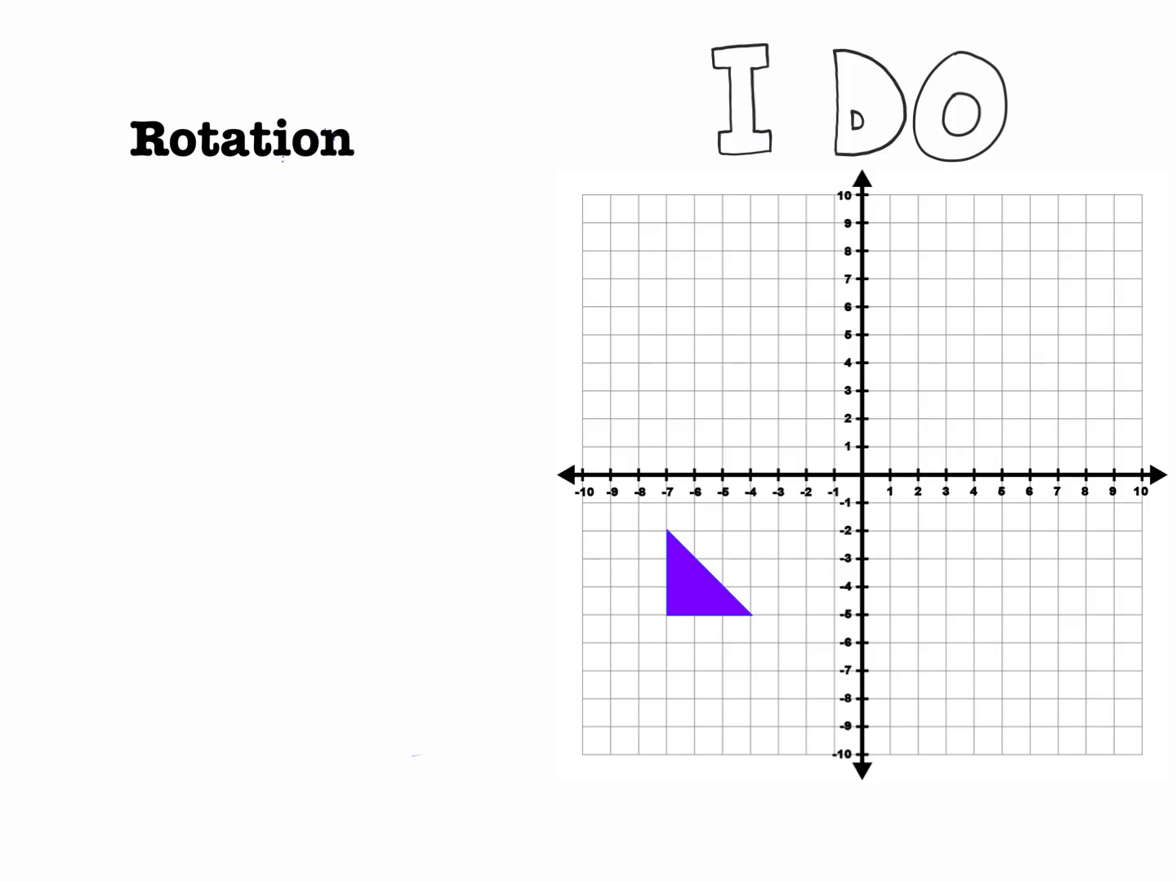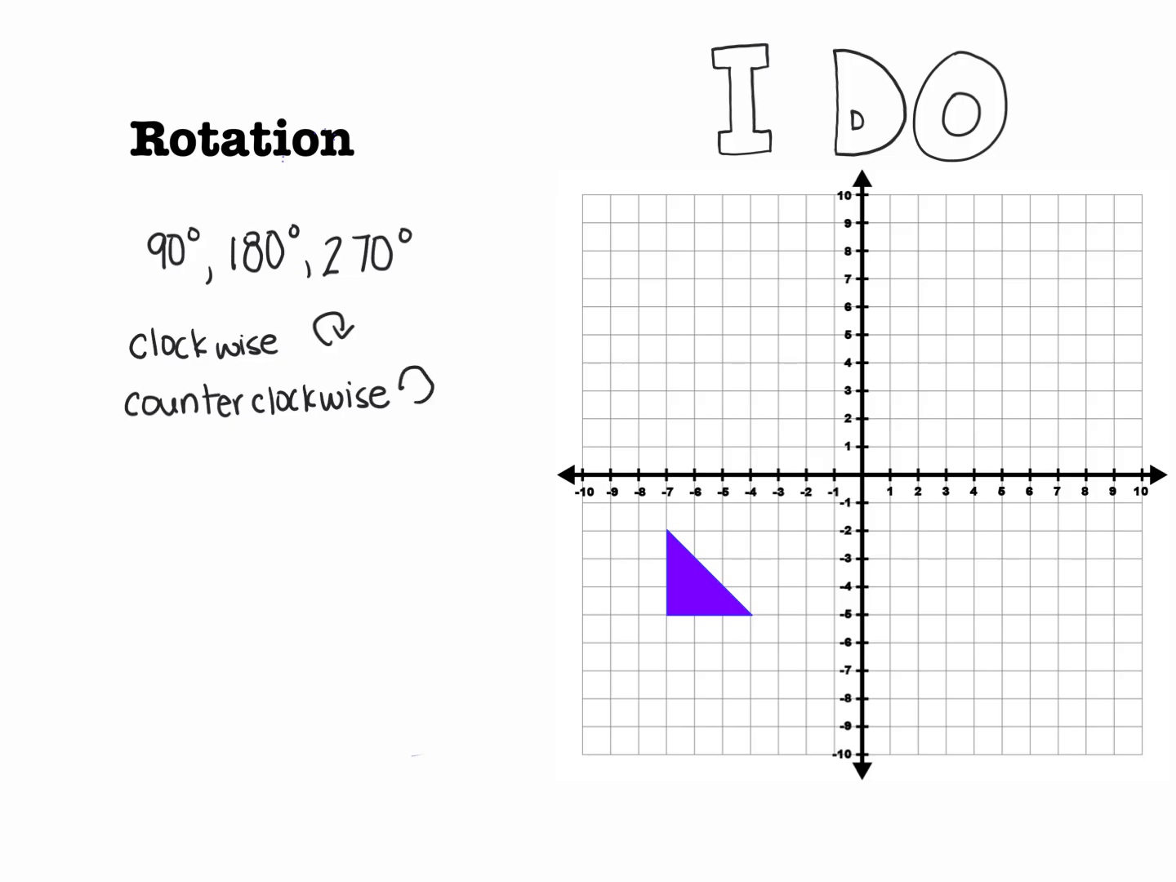We are going to learn how to rotate shapes 90 degrees, 180 degrees, and 270 degrees. We will also decide if we're turning clockwise, like a clock, or counterclockwise, which is the opposite of a clock. You could also say that clockwise turns to the right and counterclockwise turns to the left.